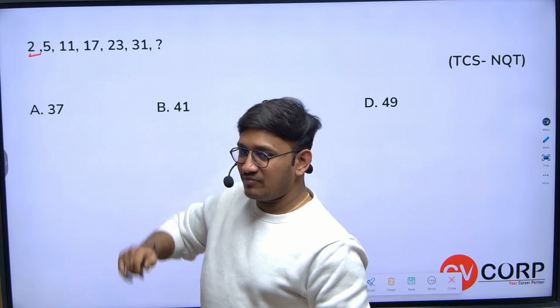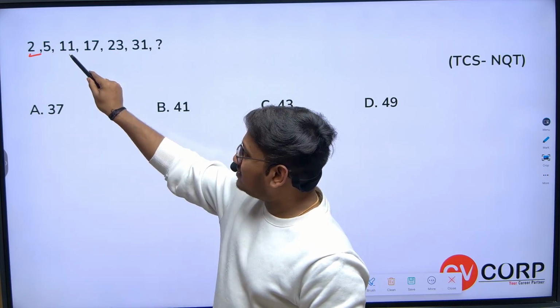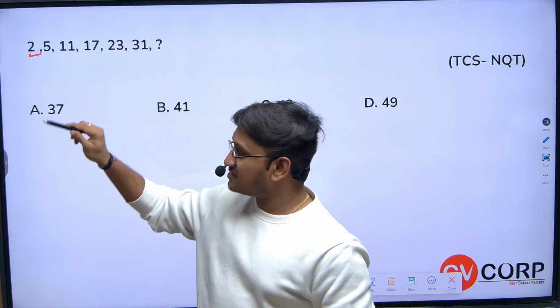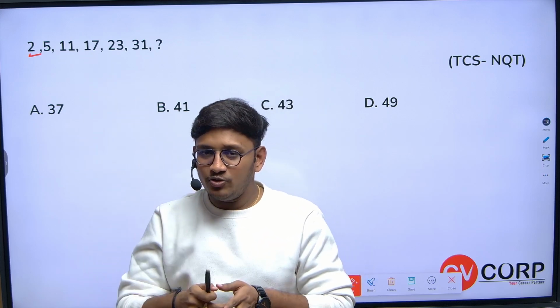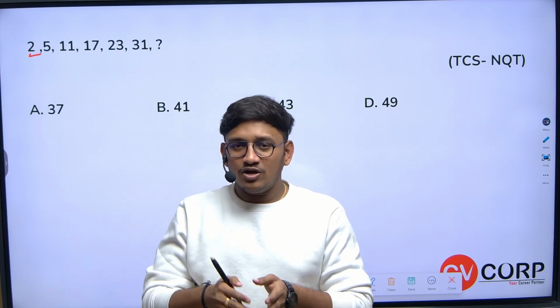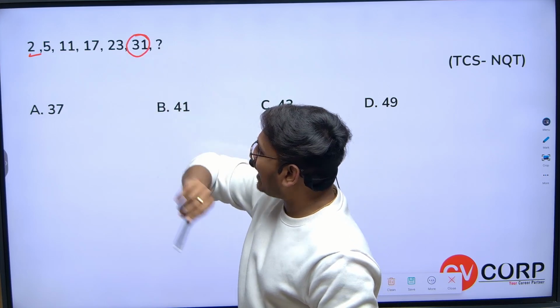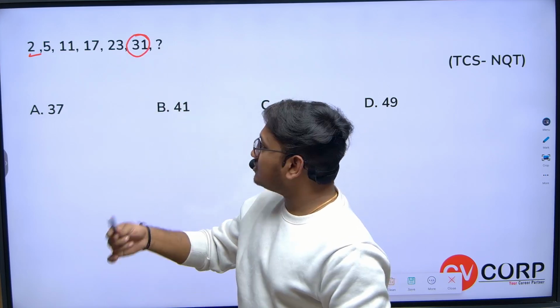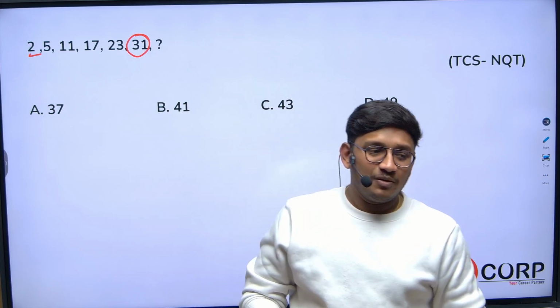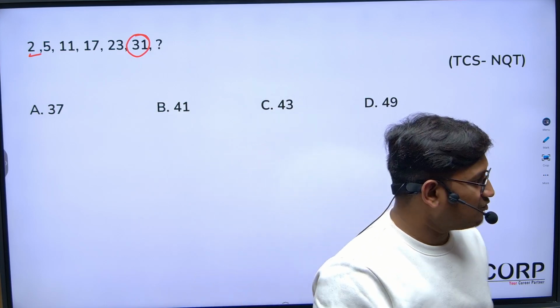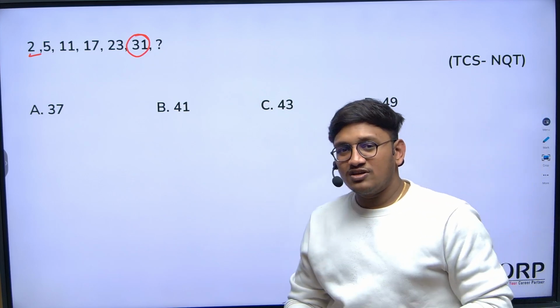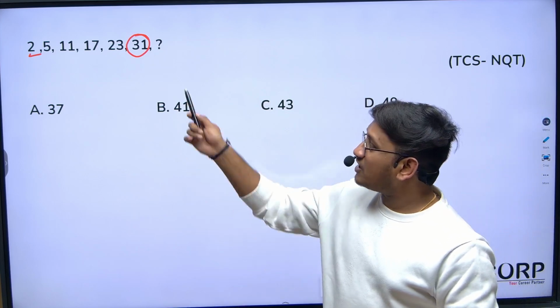11 is the next prime number. After 11, 13 is missing, and 17 is the prime number. I hope you have understood the logic: it is an alternate prime number. Here we have the number 31. So what should come after 31? Which is the next prime number after 31? Can I say 37 is the prime number which comes after 31?